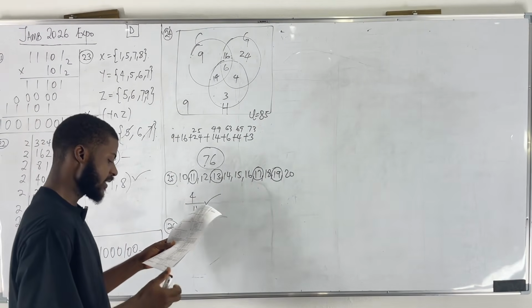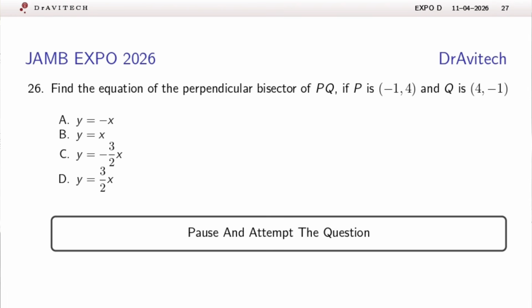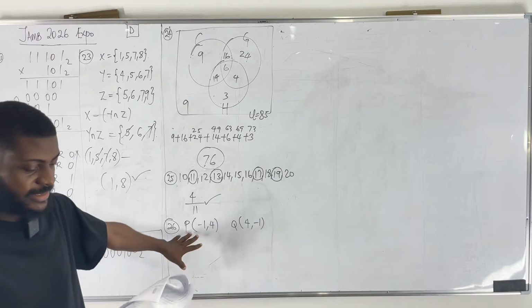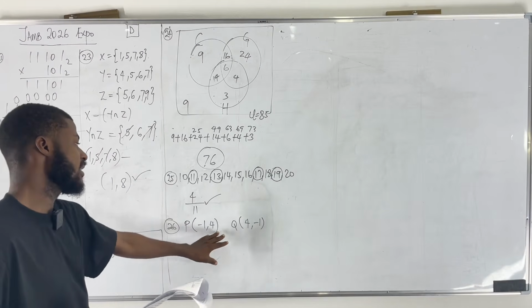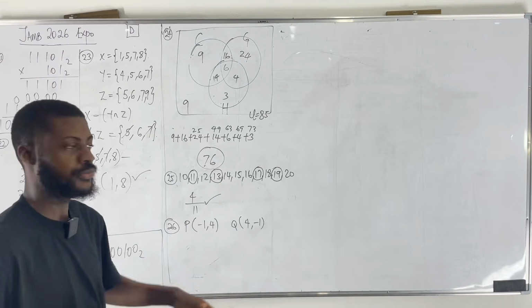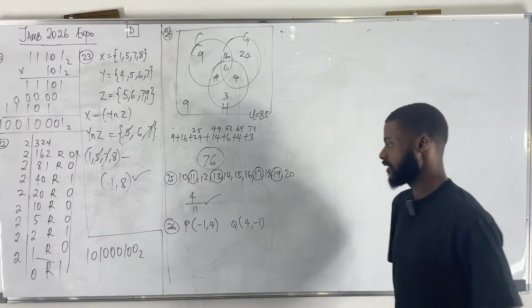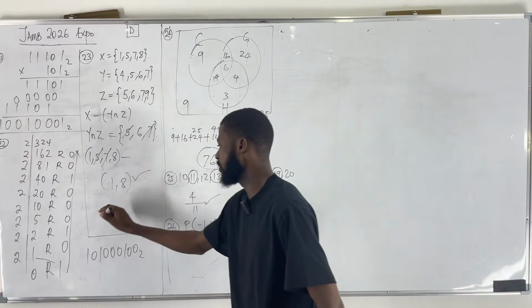Number 26 says, find the equation of the perpendicular bisector of PQ if P is passing through the point minus 1, 4 and Q is passing through the point 4, minus 1. This question is very, very tricky. There was a question like this when we were doing Locus, but they only said at what point does it pass through. So let's solve this. Let me just give a brief illustration here.